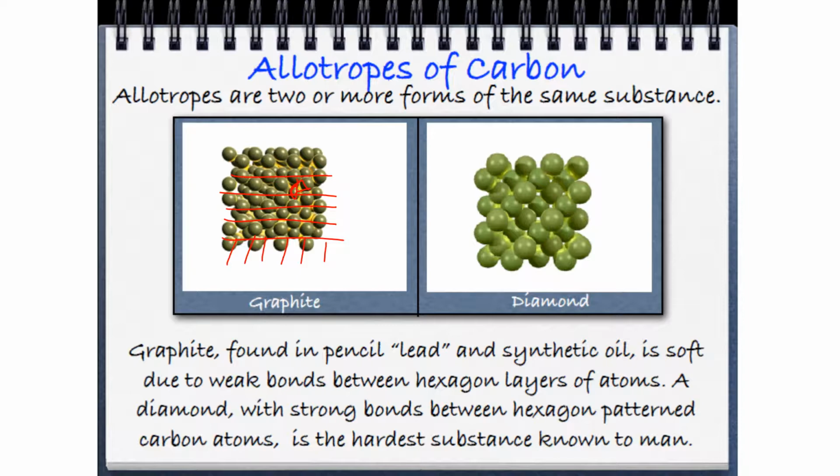So when you write with a pencil, you are basically stripping a hexagon layer of carbon atoms onto your paper. Diamond, which is also made up of carbons, has stronger bonds between the hexagonal patterns. So instead of having weak forces between these layers, there are very strong bonds between all of these layers here, which causes diamond to be strong and the hardest substance known to man.